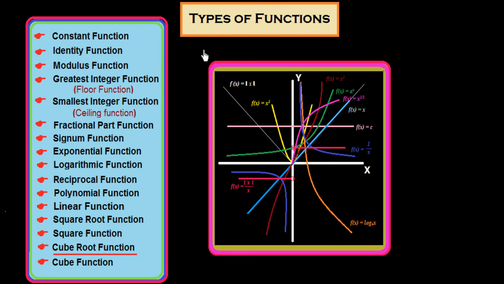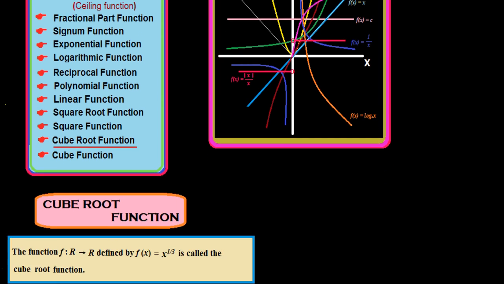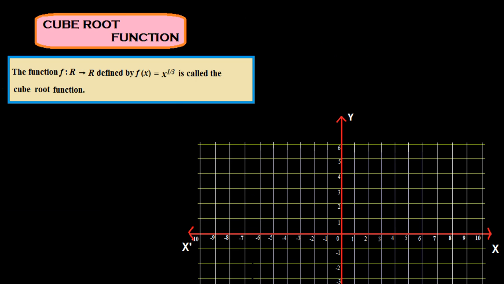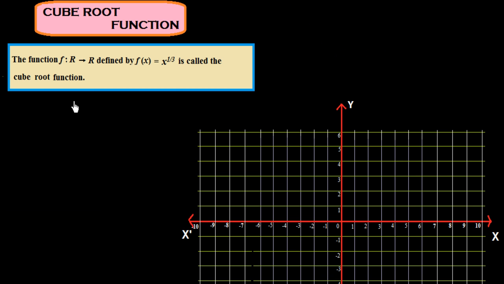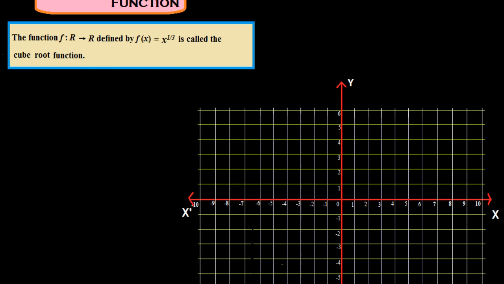In this session we study the types of functions. In types of functions we study the cube root function. So first I define the cube root function. The function f: R → R defined by f(x) = x to the power 1/3 is called the cube root function.